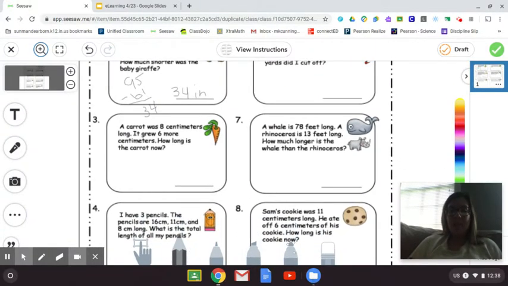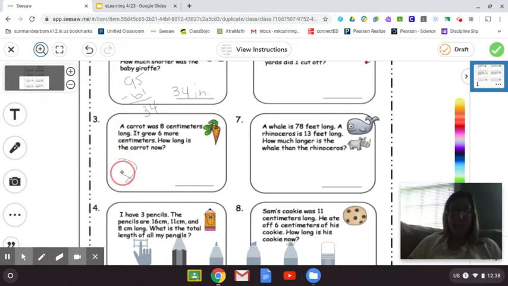A carrot was 8 centimeters long. It grew 6 more centimeters. How long is the carrot now? So they're switching it up on us this time. Now we have to do 8 plus 6. And we know that 8 plus 6 equals 14. So this would be 14 centimeters. I'm going to put cm for that. So it is 14 centimeters long.